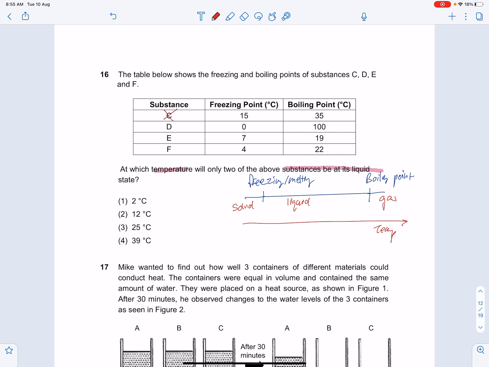Okay, now this one tells me that 0 degrees. So at 2 degrees, it is above its freezing or melting point. So it will become a liquid, and its boiling point is only 100. So yes, I know that this will become a liquid.